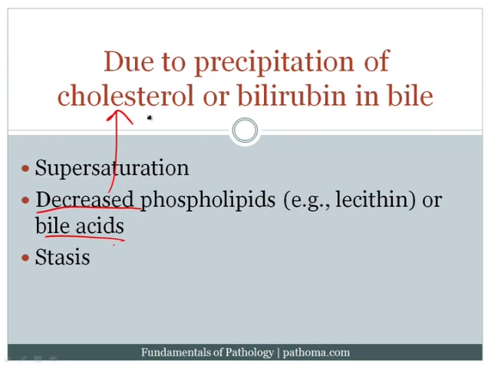In addition, stasis can increase the risk of formation of a stone, and one example of this would be that when you have stasis, you have increased risk of growth of bacteria. Bacteria can deconjugate, for example, the bilirubin, and it's this type of deconjugated bilirubin in the bile that actually leads to the formation of bilirubin gallstones.